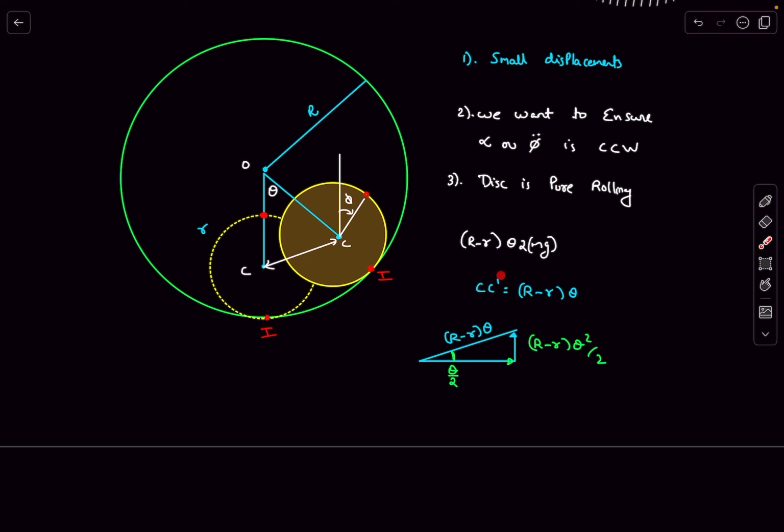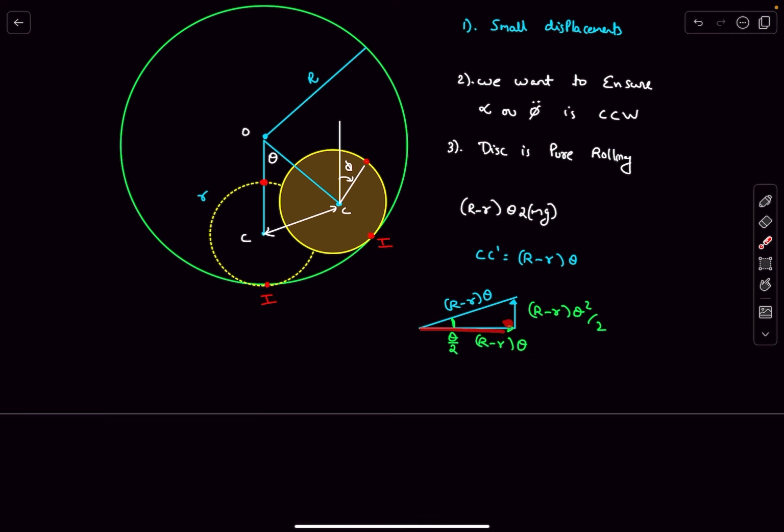So if you observe, the distance CC dash and the horizontal distance is approximately just capital R minus small r into theta. Here, the horizontal distance is actually first order in theta and the vertical distance is second order in theta. So if we say this is tiny, this is even tinier. If we are saying that this itself is tiny, then this is going to be even tinier. That's the reason we can treat the distance CC dash as horizontal.